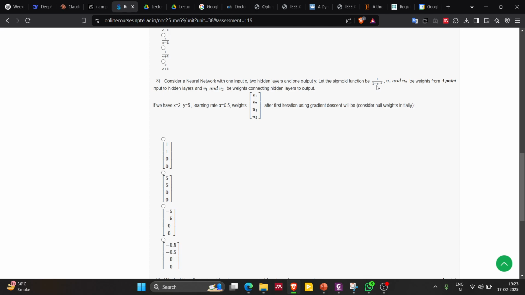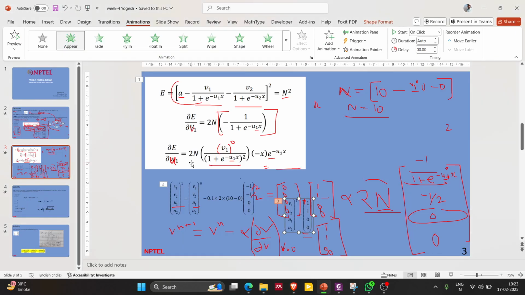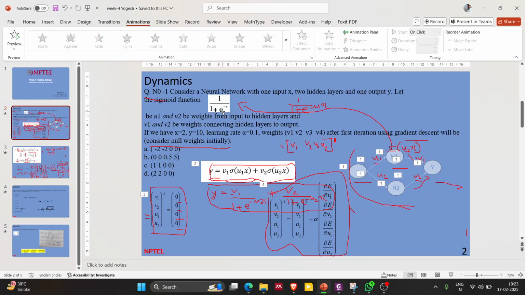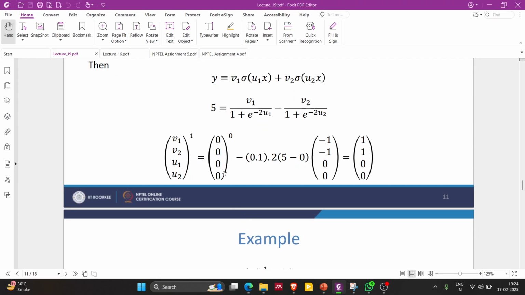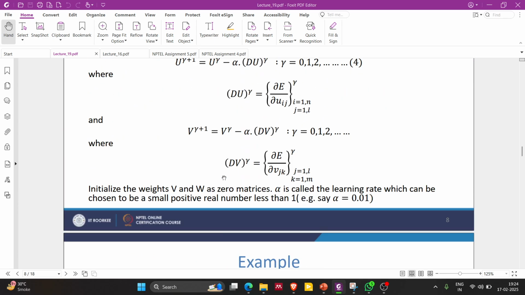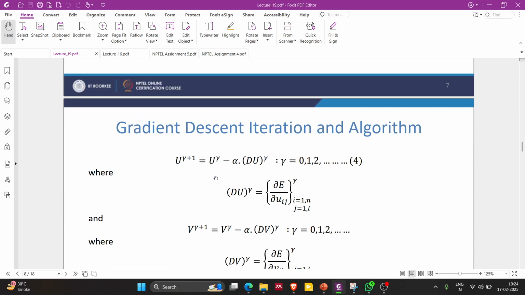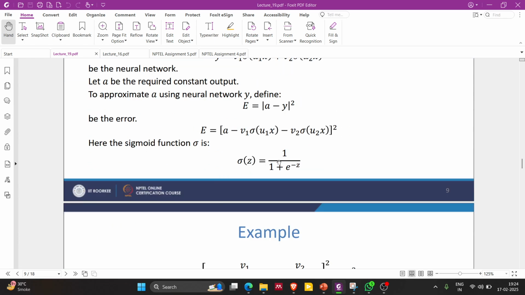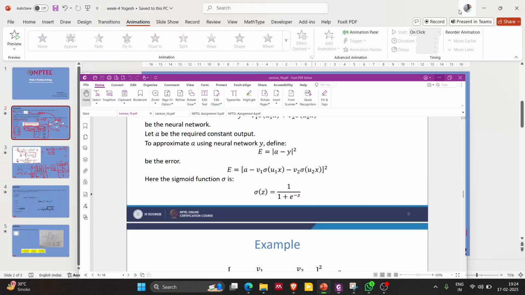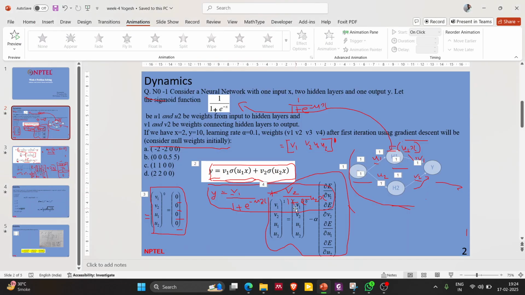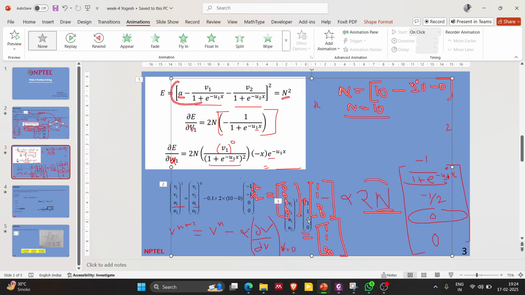So please be careful when you solve this kind of problem. In my case, the transfer function which I am taking is 1 plus e to the power minus x, whereas the professor has taken 1 plus as well. Please be careful when you do those calculations. This is actually a sigmoid function. So this is how you will solve those problems, and this is the solution.